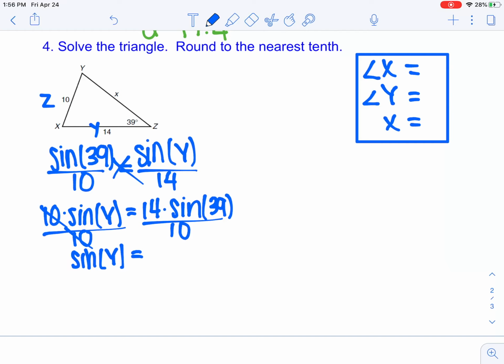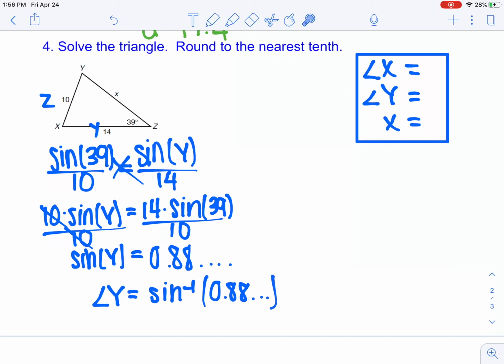So I'm going to go ahead and type that into my calculator. And that gives me about 0.88. And I'm just going to put dot, dot, dot for now because I don't want to round quite yet. So if I want to find angle Y, I have to take the inverse. So sine inverse of that fraction that I just typed in, 0.88 and so on. If you want to type in this entire thing here, if that's easier for you, you can do that. Just make sure you put in your parentheses where they need to.